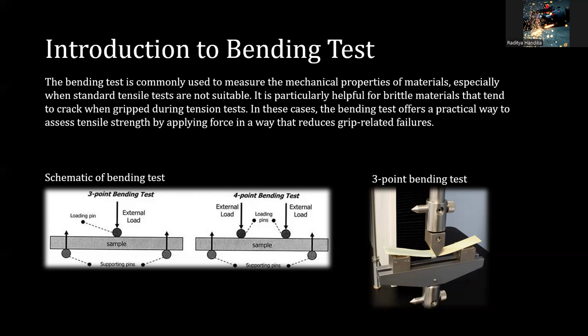In such cases, the bending test provides a practical alternative for evaluating the tensile strength by applying force in a way that minimizes grip-induced failures. As shown in the image, there are two types of bending tests. The first one is the three-point bending test and the second is the four-point bending test. For this experiment, we conducted a three-point bending test.